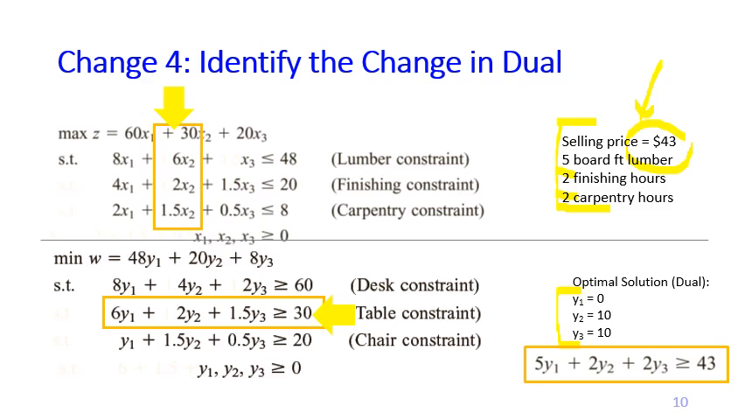Same as before, we plug in y2 equals 10, y3 equals 10, and then we find out that the left-hand side, 40, is not greater than or equal to the right-hand side, 43. It means that the current basic variables in the optimal solution for the primal problem are not optimal anymore. The reason is because the old dual solution is no longer dual feasible when we have the new constraint.